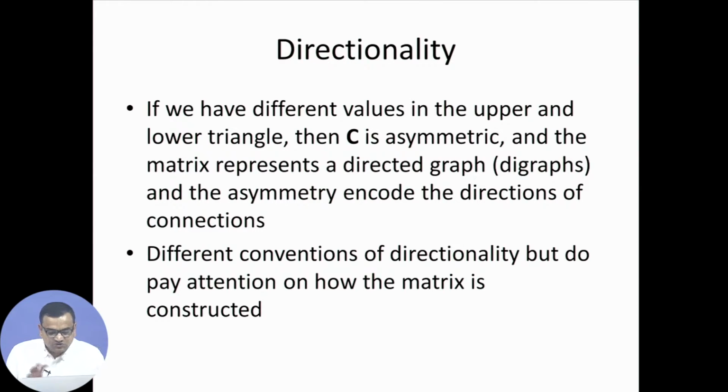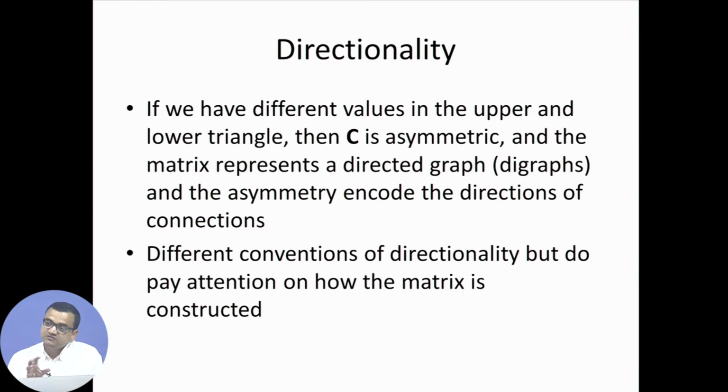Some other aspects. So far I haven't talked about directionality. I showed that if node A is connected with B, there is no arrow. But in a network, it's sometimes quite relevant to find out how the information flows from one node to another node. So directionality can be expressed in the connectivity matrix.